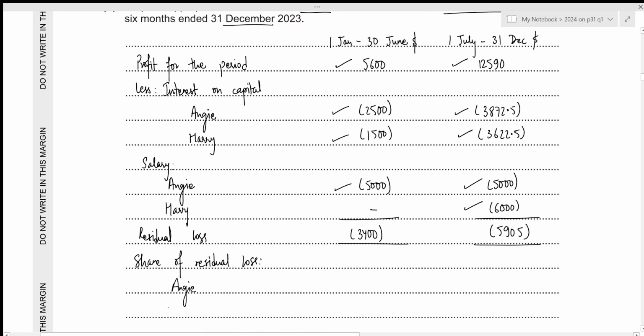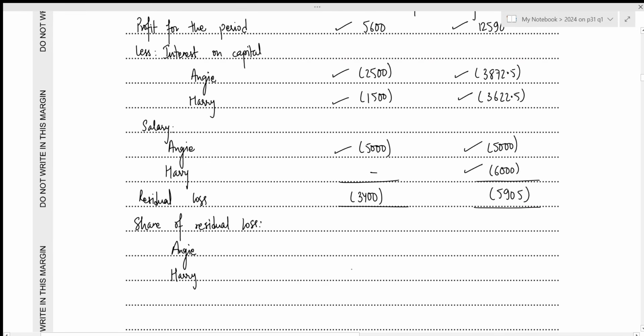Angie and Harry. Remember, for the first half of the year, the partnership agreement was to share profits and losses equally. So we just need to divide 3,400 equally. That will result in the value of 1,700 each. So 1,700 loss for Angie, 1,700 loss for Harry, which results in the total residual loss of 3,400.